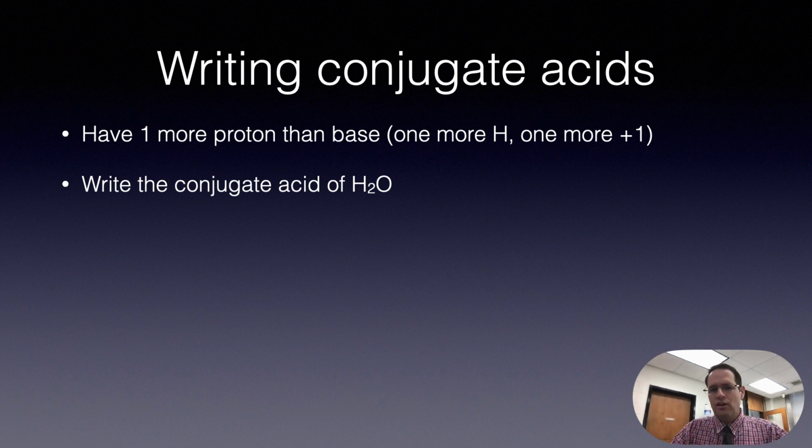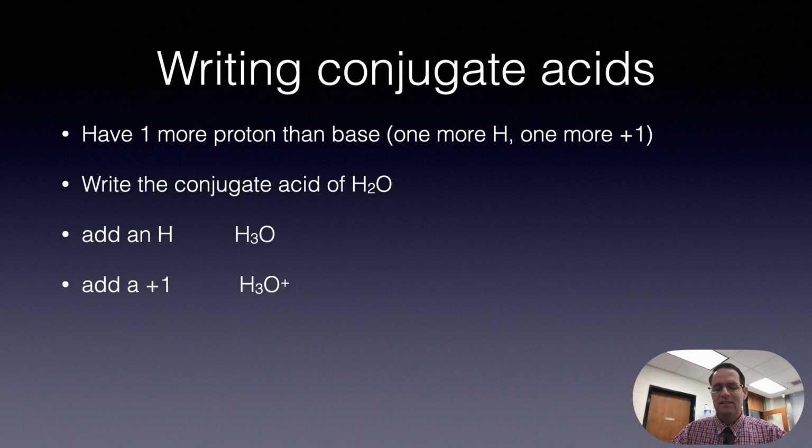So let's write the conjugate acid of H2O. So step 1, we add an H to give us H3O. And then step 2 is add a +1 to our molecule, so it becomes H3O+. And so you can see that's hydronium ion. So hydronium ion is the conjugate acid of water.